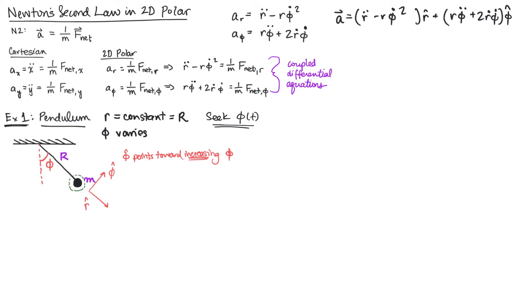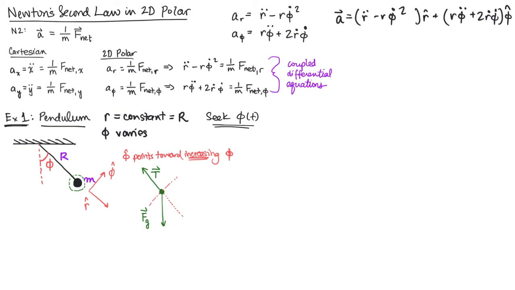Draw a little loop around the object of interest. I'll represent it by a point, and we'll draw the forces that are present here. We do have a tension force by the string on the pendulum bob, and we do have a force of gravity, like so. And our goal is to break these forces up into their components in the r hat and phi hat directions.